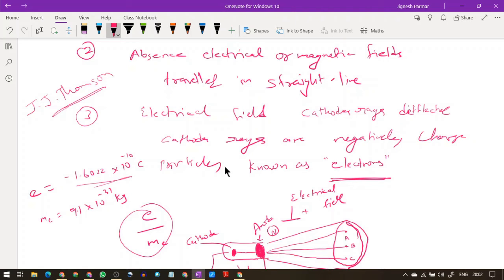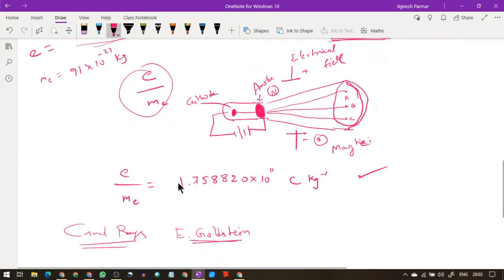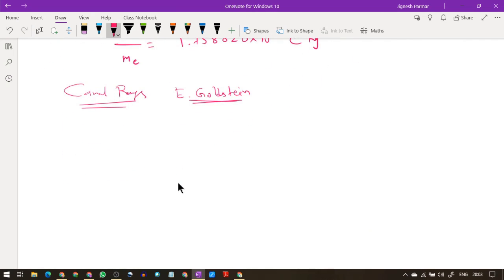Unlike cathode rays, the mass of the positively charged particle depends upon the nature of the gas in the tube, and these are simply positively charged gaseous ions. So the mass ratio also depends on this. Later they came to know that these canal rays are positively charged, and they were given the name proton.